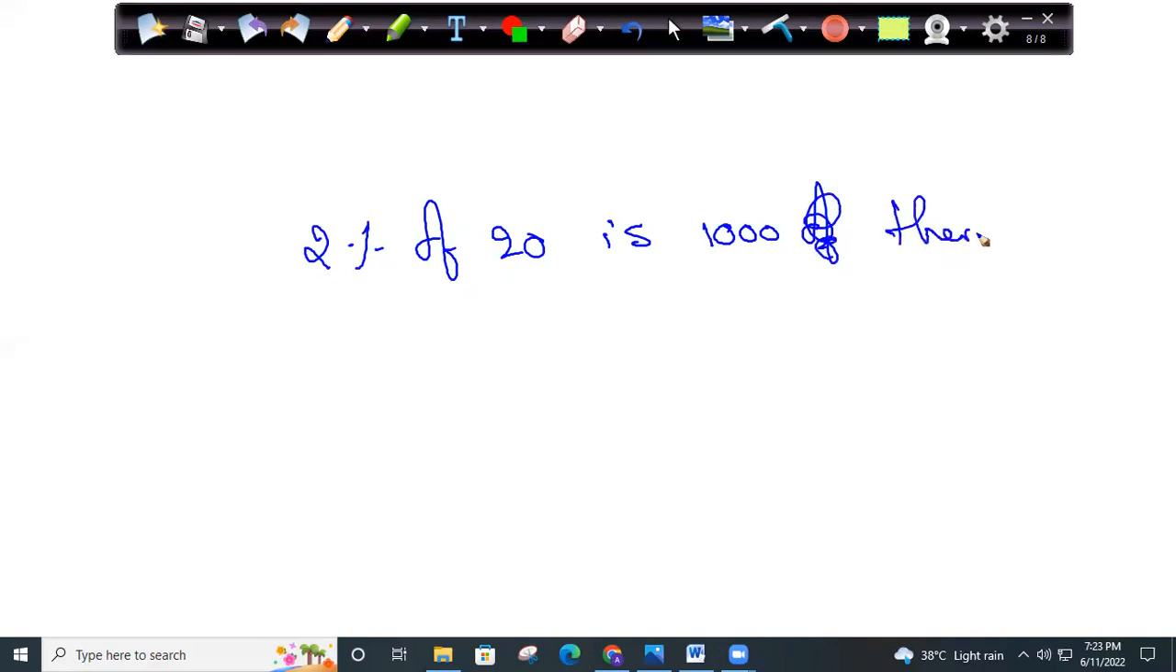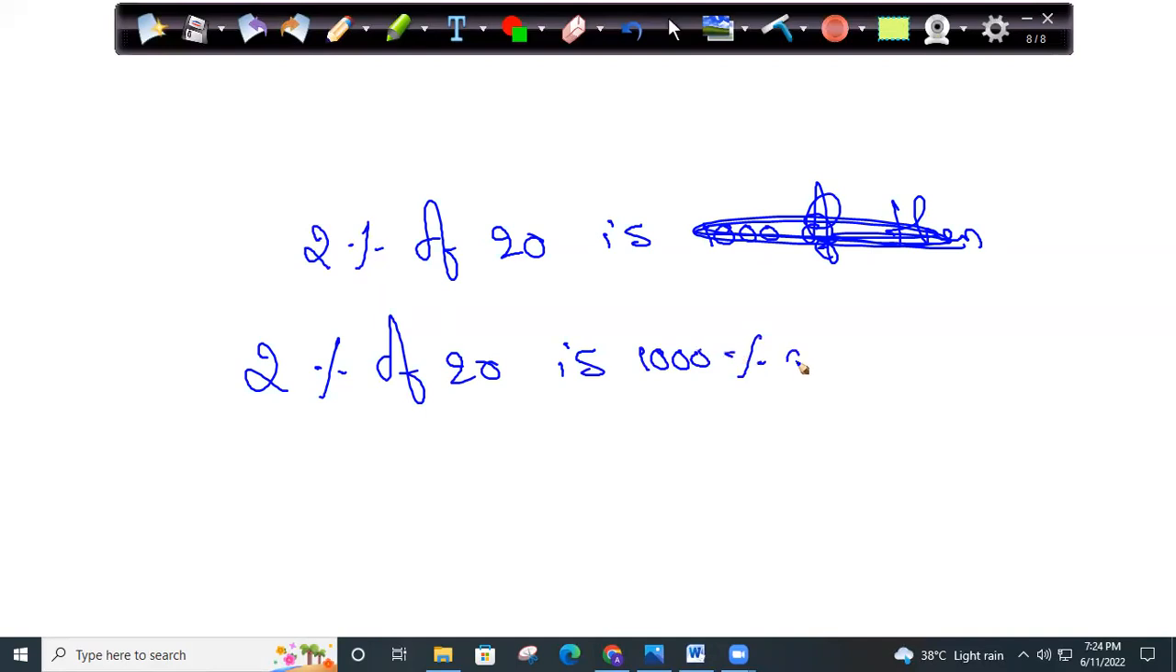Let me see how many of you can solve it. You solve it in your notes. 2% of 20 is 1000% of x. Then 5% of x is equal to how much? Try to give me the answer for this.